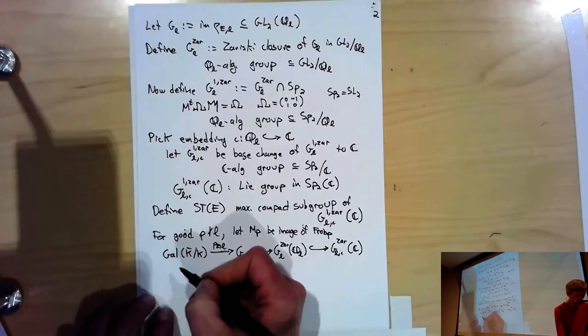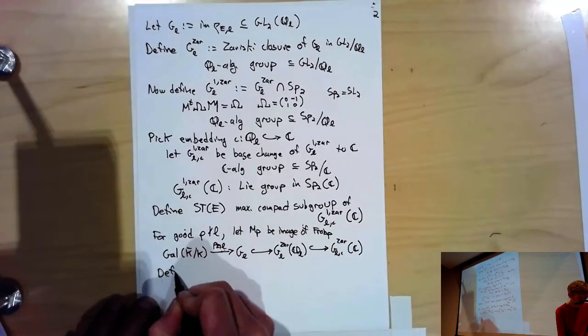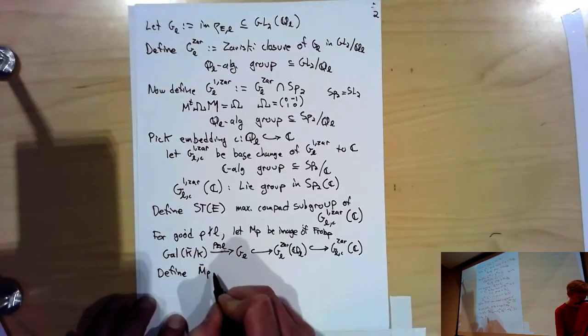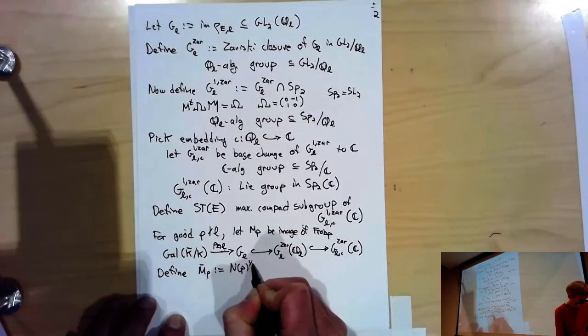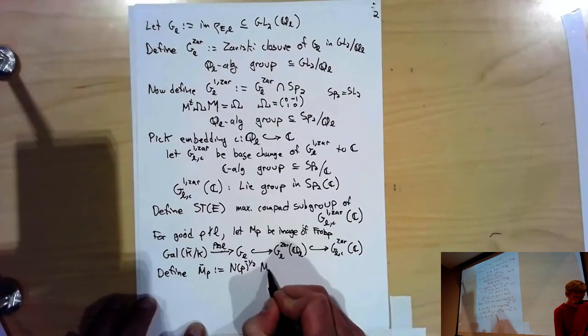And now that we're over the complex numbers, we can normalize. We didn't want to normalize earlier because we want our square root to be unique. So now we're going to define our normalized Frobenius matrix. So we're going to take the norm of our prime to the minus 1/2, times our Frobenius matrix.